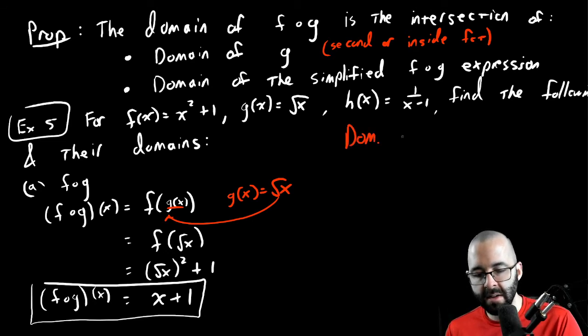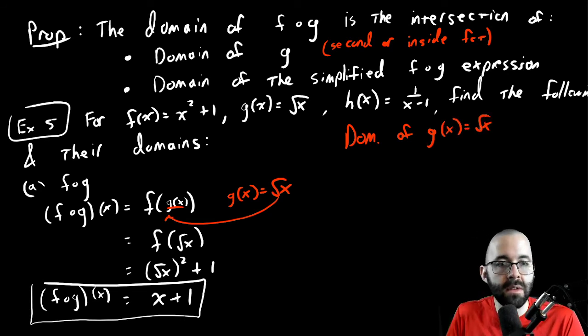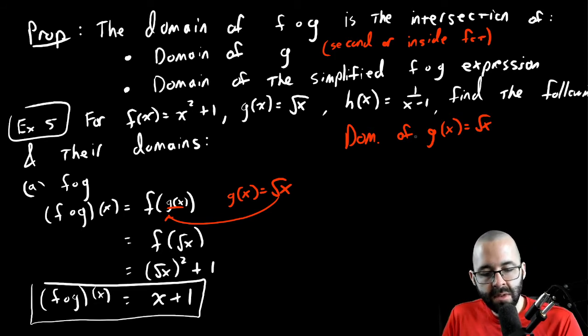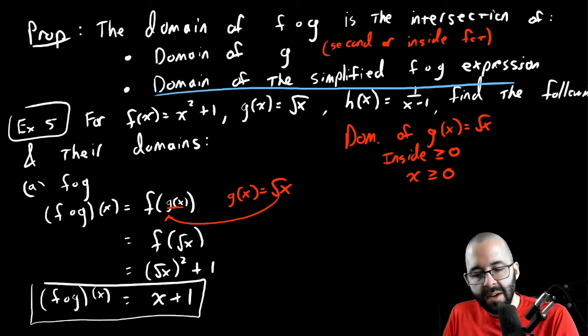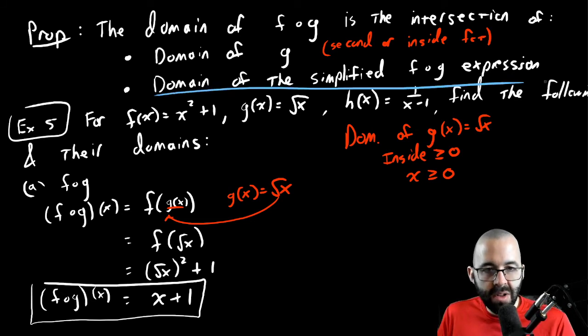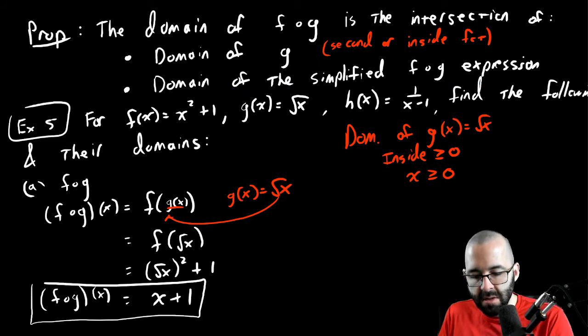So, domain of g of x. What's the domain of this function? It's a square root. The domain of the square root is when the inside is at least 0. Well, the inside of this square root is just x. So that's the domain of the inside function. Good. And then we also have to look at the domain of the simplified f of g expression.